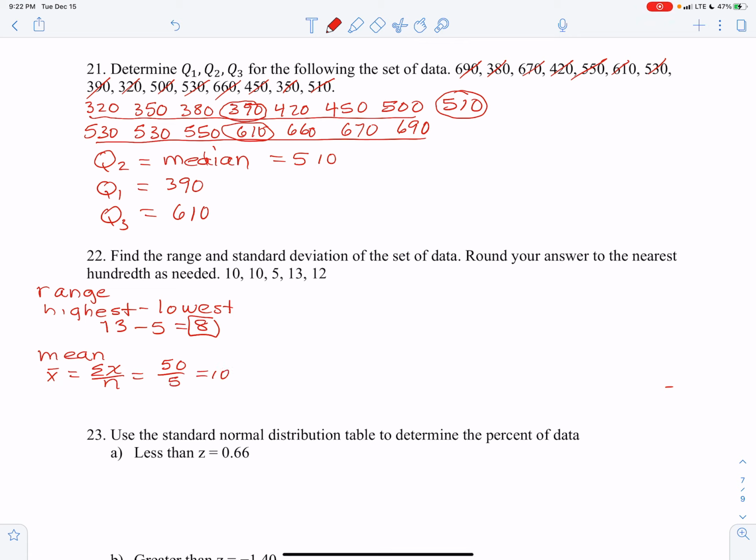So to find our standard deviation, I'm going to list our data in a vertical column under the heading of X. Now I want to find the average difference between each of these values and the mean. So our next step is to take each value and subtract the mean. So I'm going to take each of these values and subtract 10 since it's the mean.